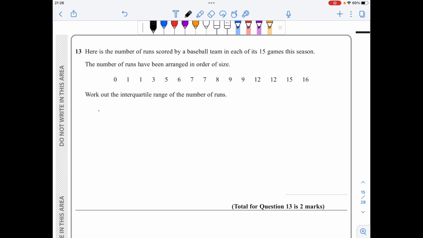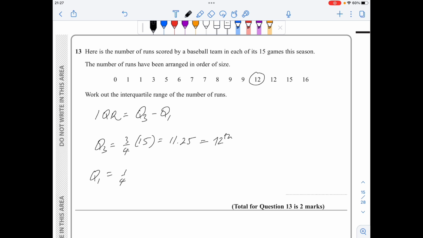For question 13, the interquartile range is equal to Q3 minus Q1. Now to find Q3, I will need 3/4 of 15. This comes out to be 11.25. So I'm going to take the 12th observation, and the 12th observation is this 12 here. And for Q1, it's going to be 1/4 of 15, which is equal to 3.75. Round up, we get the fourth observation, and the fourth observation is this 3. Hence, Q3 minus Q1 is 12 minus 3, which comes out to be 9, and 9 is the interquartile range.